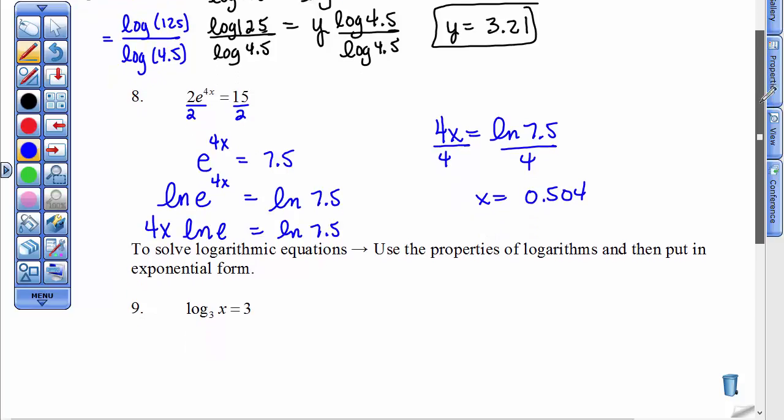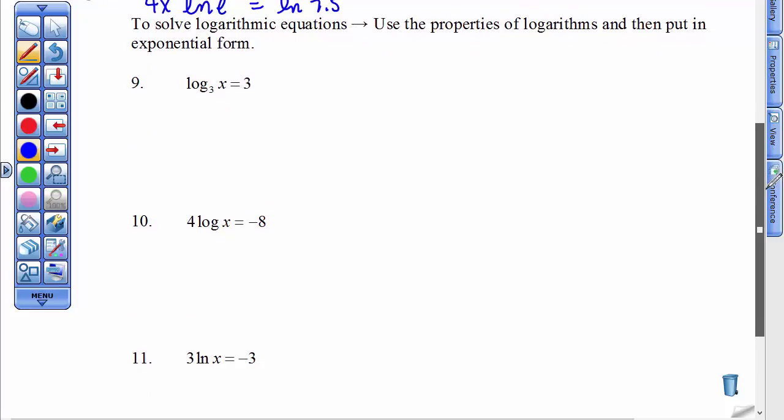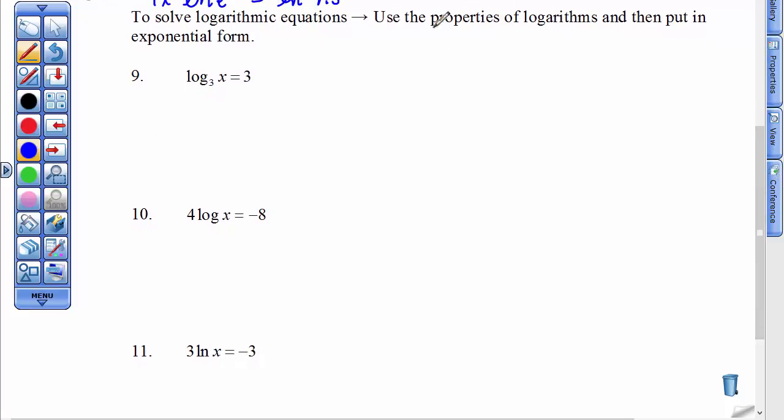Let's go ahead and solve a few logarithmic equations. So what you do to do this is you use the properties of logarithms. Oftentimes, after you've used the properties of logarithms, then you'll put that in exponential form. So sometimes you don't even have to use the properties. That's what I was getting ready to say. So for example, this one, you just have to put it in exponential form. So the base of 3 gets raised to the third power, and that's your solution for x.